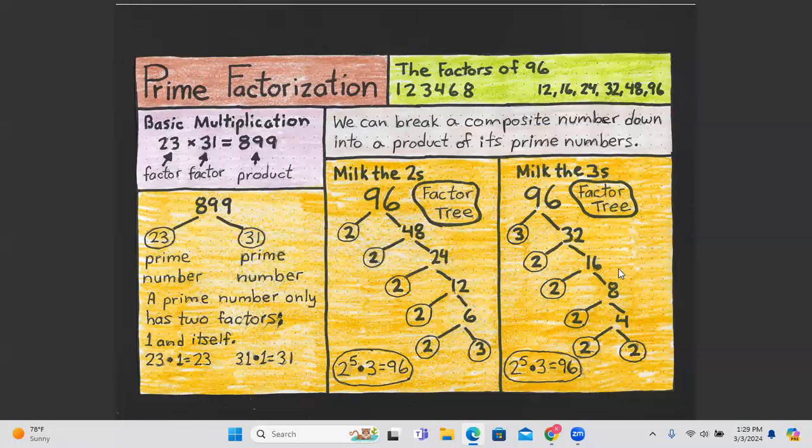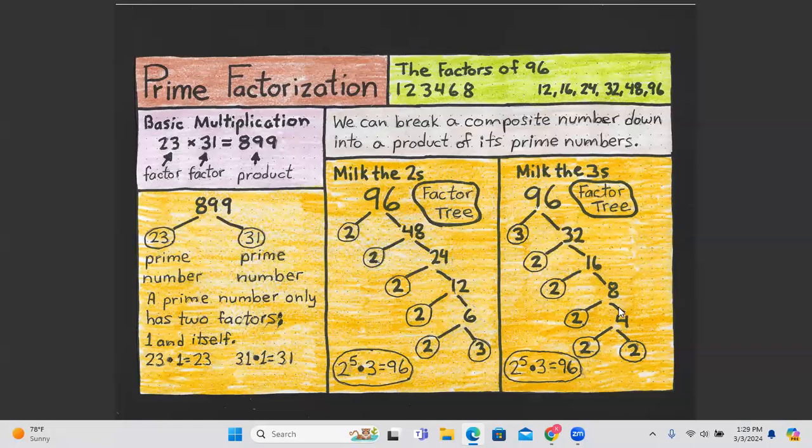And then we just keep going down the list, down the tree, and we know that 16 is a composite number in which we can also milk out a 2. And 2 times 8 will give us 16. And let's go to 8, another composite number in which we can milk out a 2. And we know that 2 times 4 will give us 8.